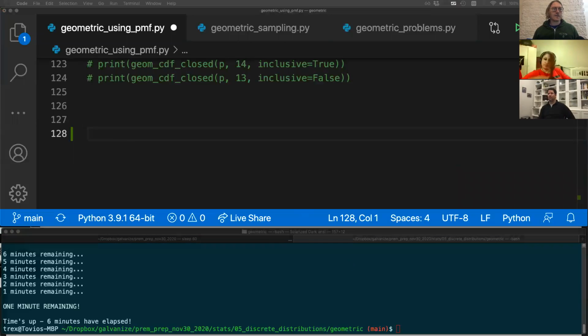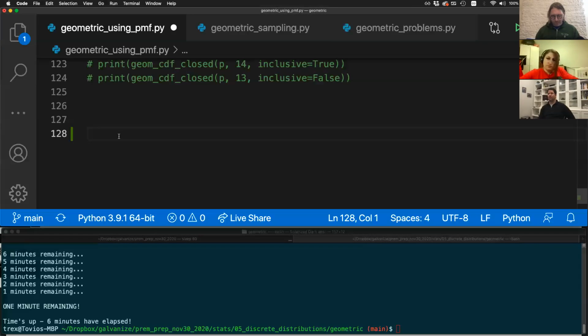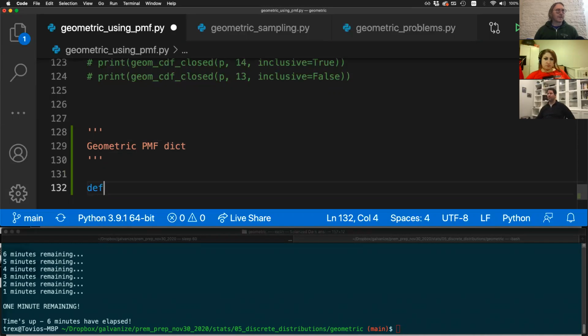Let's define some dictionaries. So I'm going to go ahead and do this because I mainly want to show what's happening under the hood with geometric. So I'm going to call this, I'll just say, Geometric Pmf dictionary. And, well, I'm going to call it the same thing. I could have just written this like this.